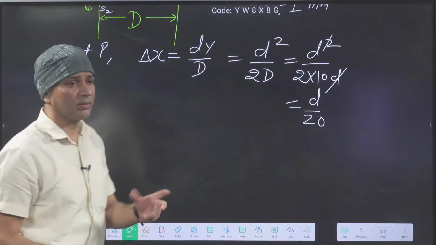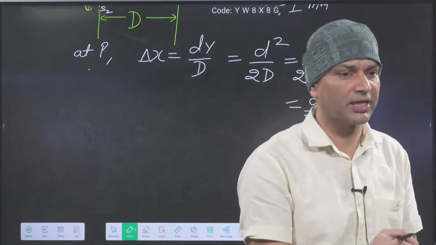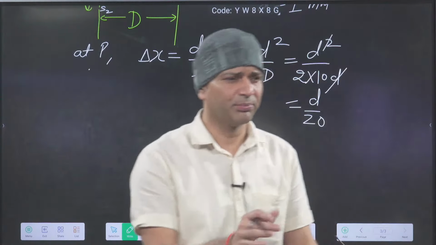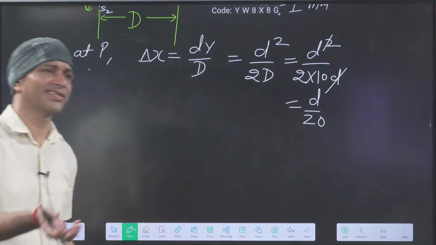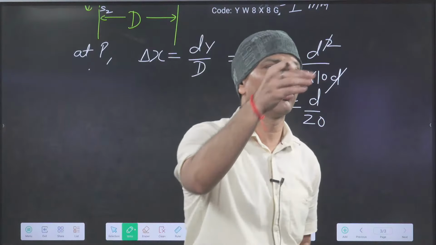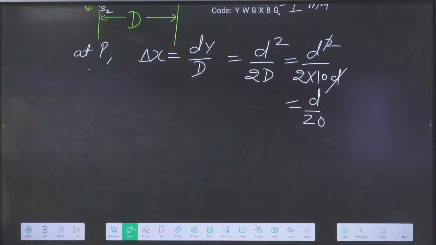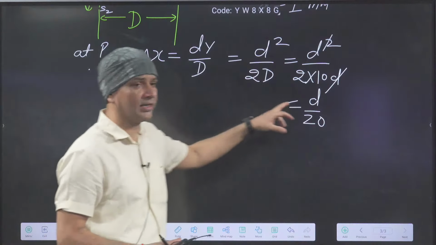So the main problem is where the students are facing difficulty, and those problems are important. That only I am discussing. Simple question: what is capital D? What is small d? The capital D and small d values are given. What is the fringe width? All this you can do. Now what is our delta x? I got d by 20.